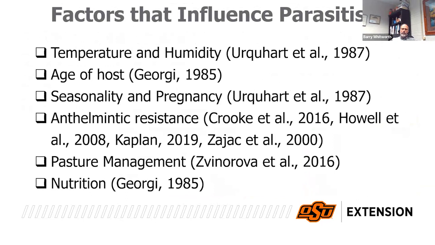These are factors that influence parasitism: temperature, humidity. Do we have plenty of moisture? Is it warm enough? There's a lot of difference between a young lamb and an adult as far as parasitism goes. There's a seasonality to it. Pregnancy, we see that rise in parasites with does and ewes when they lamb and kid. Anthelmintic resistance, or dewormer resistance, plays a huge part in this. And then how we manage pastures and nutrition is very important as far as parasites are concerned.